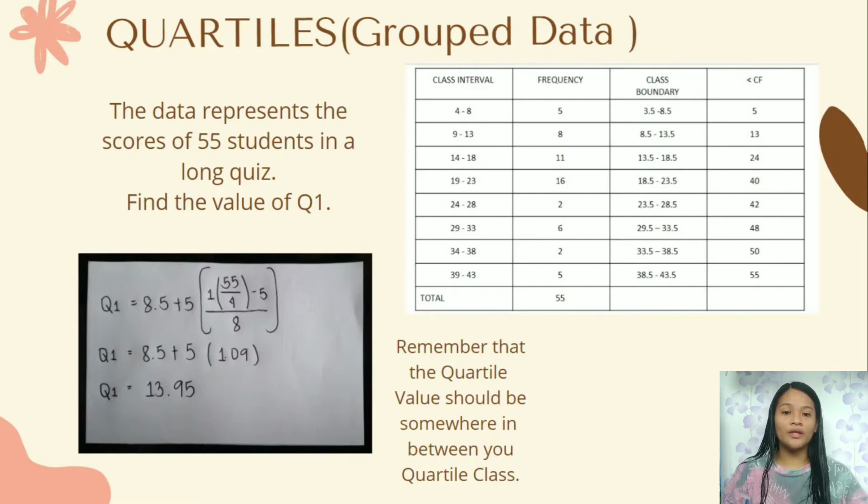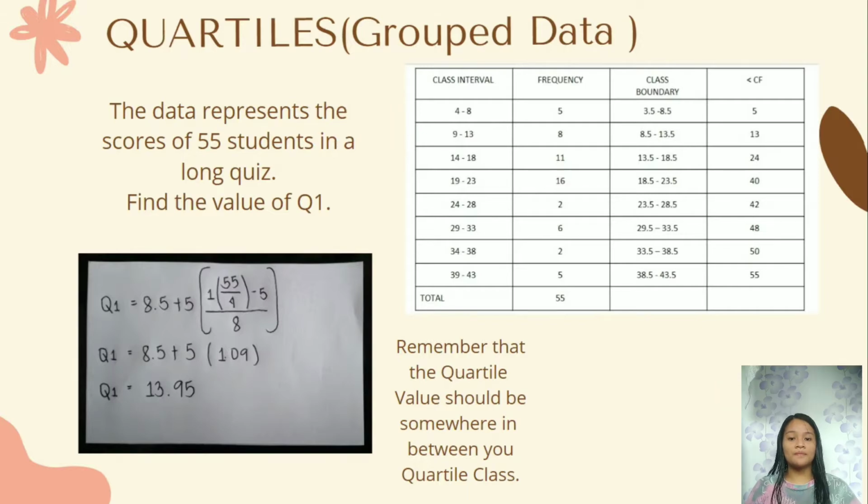The first thing we need to do is to find the quartile class, and the formula is N over 4, which is 55 over 4, equal to 13.75. And we will find under the less than cumulative frequency the smallest value that is equal to 13.75 or greater than 13.75. In this case, it is 13. And we know that the quartile class is this.